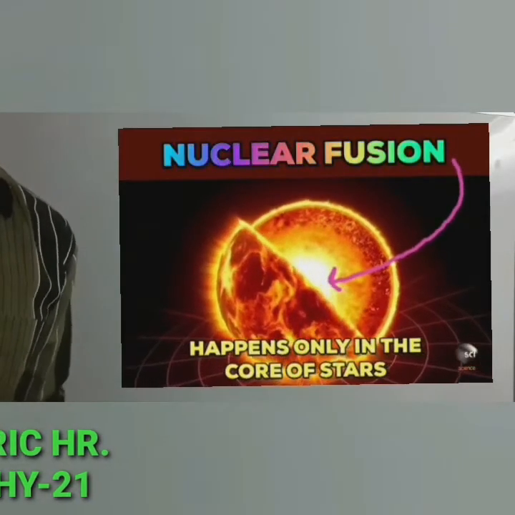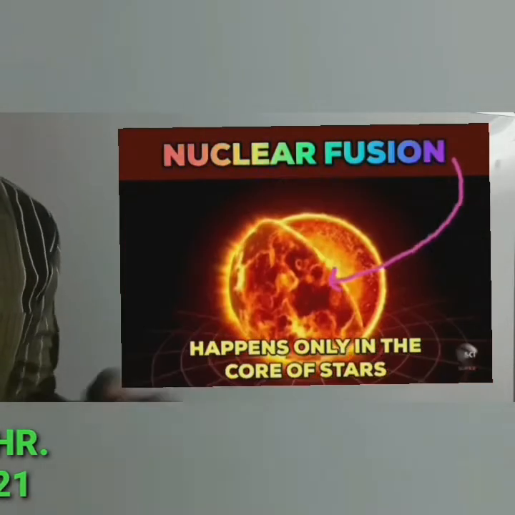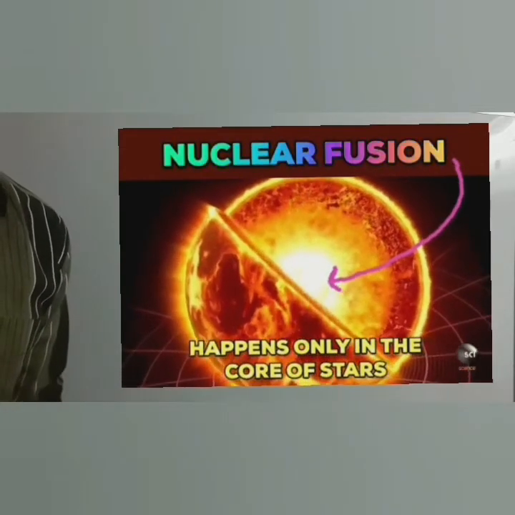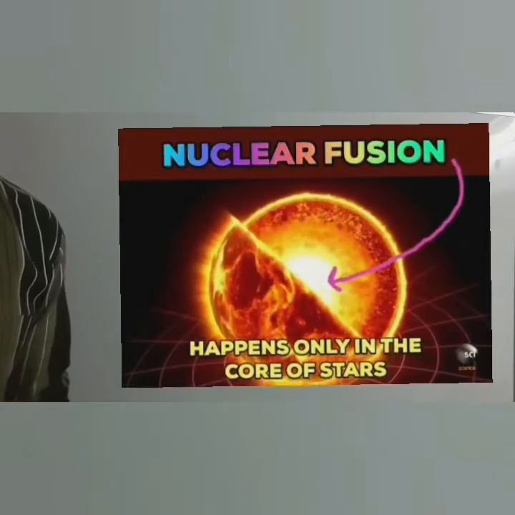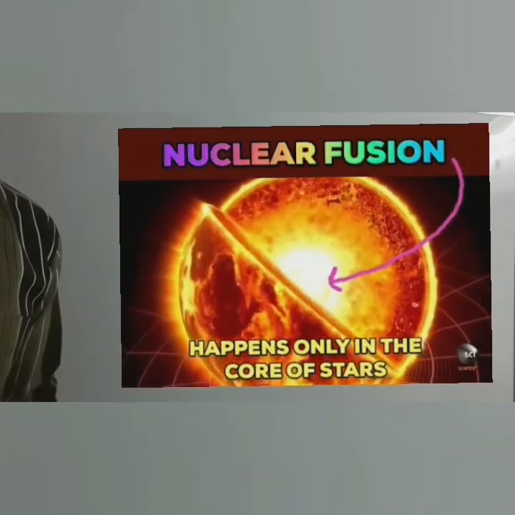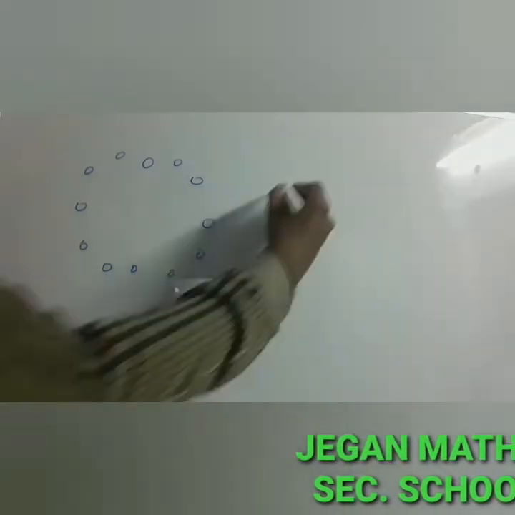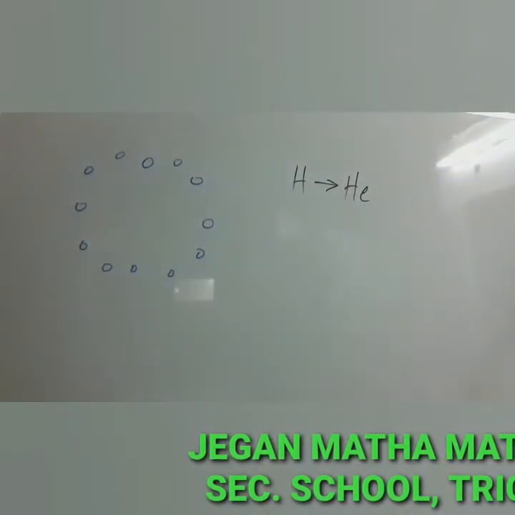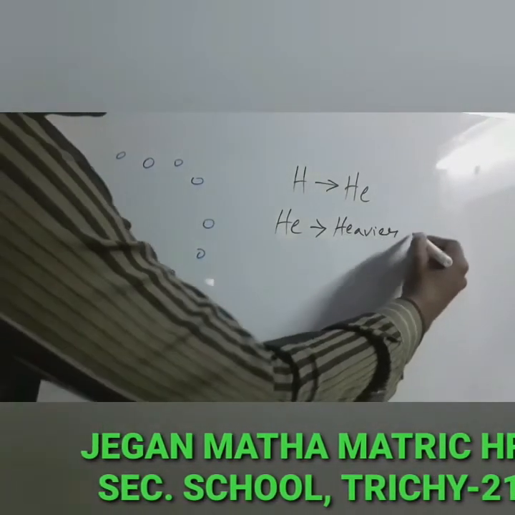Let us discuss the energy generation in stars. The natural place where nuclear fusion occurs is the core of the stars, since their temperature is of the order of 10^7 Kelvin. In fact, the energy generation in every star is only through thermonuclear fusion. In most stars, including our Sun, hydrogen atoms fuse into helium. And in some stars, helium atoms fuse into heavier atoms.